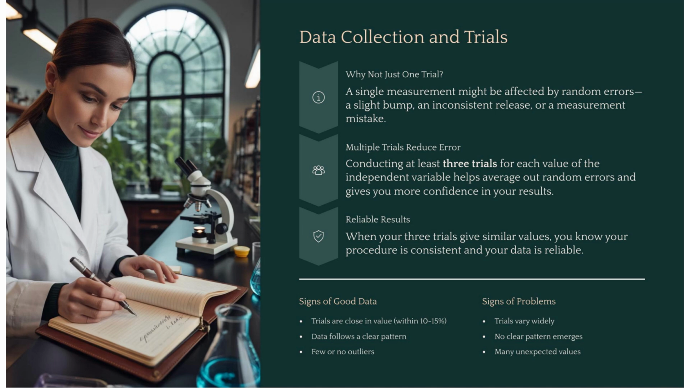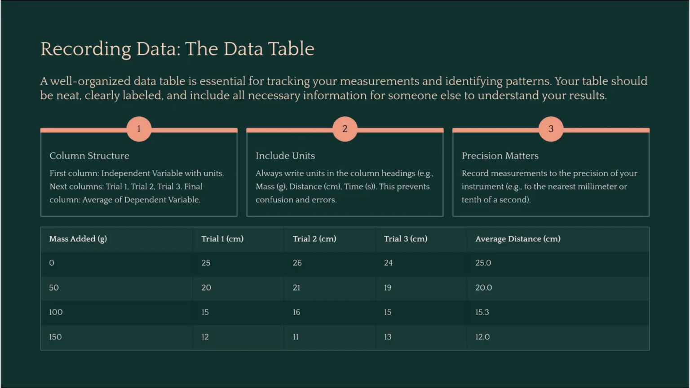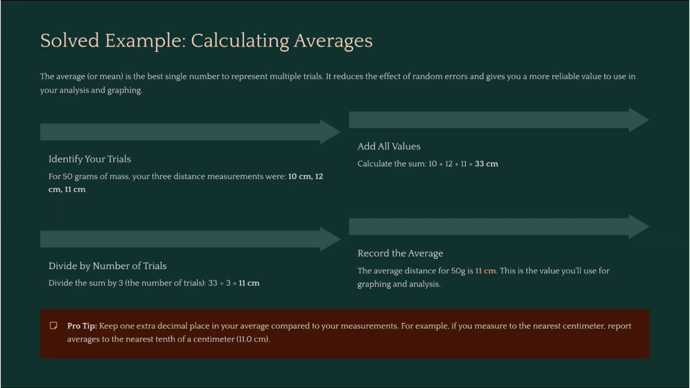Running multiple trials helps you spot errors and ensures that a weird one-off result doesn't throw off your whole experiment. You'll use the average of these trials as your final, most reliable data point. As you collect data, organize it right away in a data table. This table should have a column for your independent variable, separate columns for each trial's results, and a final column for the average result. Make sure to label your column headings with the correct units every single time, whether it's grams, seconds, or centimeters. After collecting your trial data, calculate the average for each change you made.